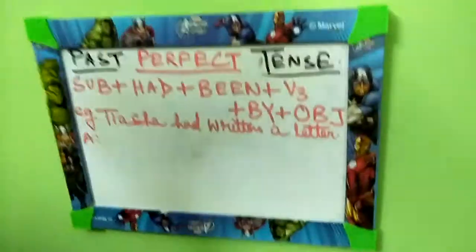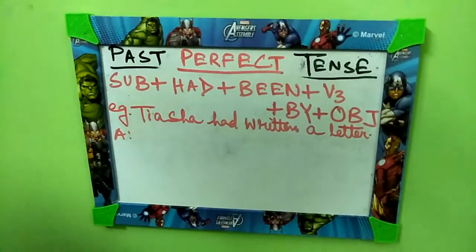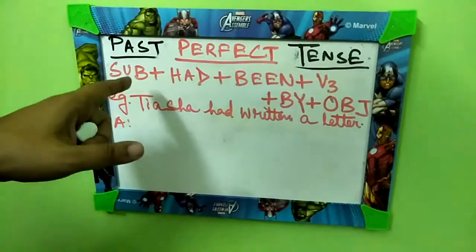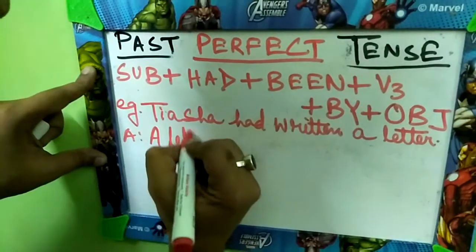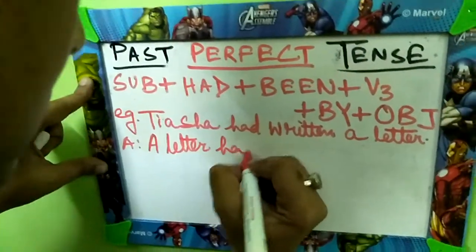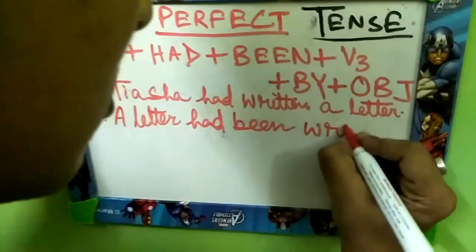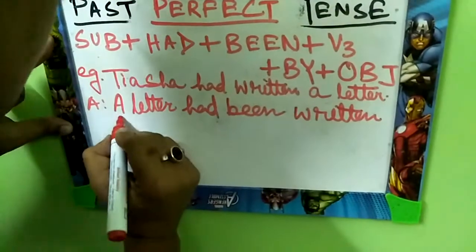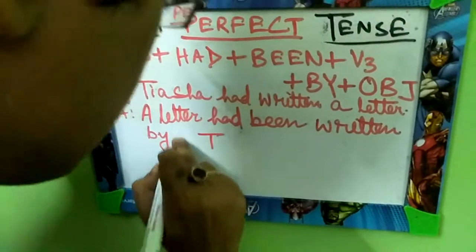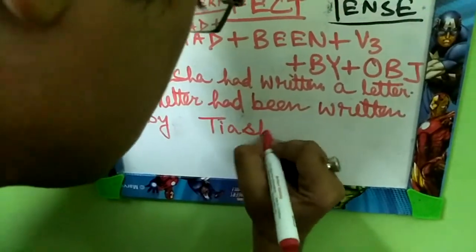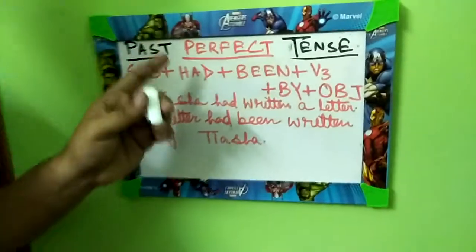Tiasha had written a letter. So this sentence is in past perfect tense. So we have to change the sentence from active voice to passive voice. So how will we arrange the passive voice? Just go by the formula. Subject plus had plus been plus V3, means the third form of the verb, plus by plus object. This is how we change the voice of a sentence from active to passive if the sentence is in past perfect tense.